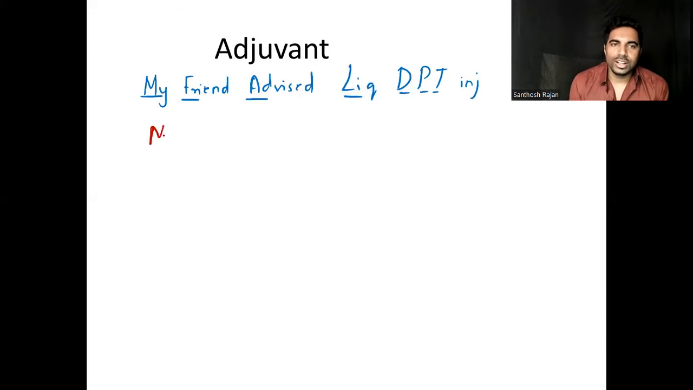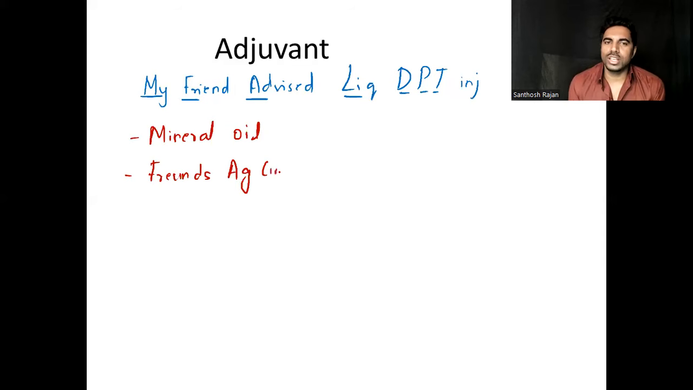M for mineral oil. F for Freund's antigen. This is a non-specific, incomplete antigen. Freund's is actually an incomplete antigen. We add it to increase the immunogenicity of an antigen. Mineral oil you can add, especially we are doing this with the vaccines. A for alum. Alum is a very commonly used adjuvant for most of the vaccines.